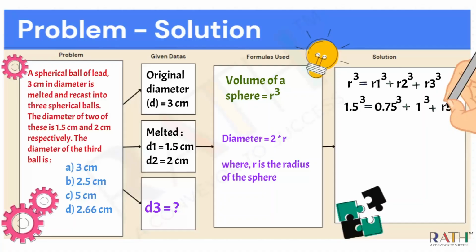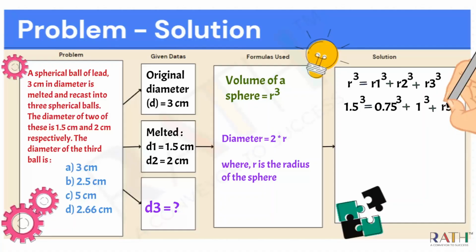So if you see, the diameter of the bigger one is 3 centimeter, right? So the radius of the bigger one is half. Diameter equal to 2r means, what is the radius? It's diameter divided by 2, right? So the diameter is 3 means the radius is 1.5. So the radius of the bigger sphere is 1.5. So I'm just replacing the variable with a value, okay?